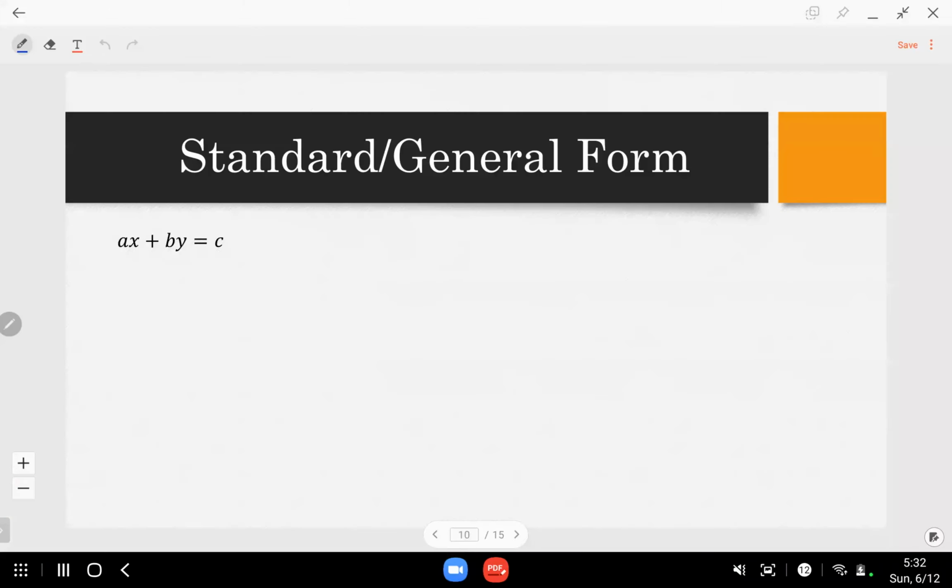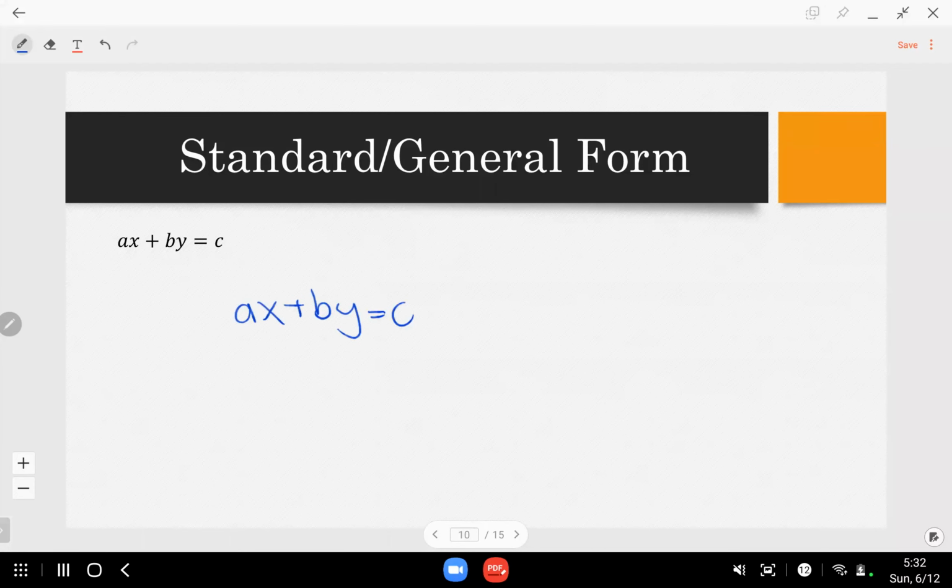Okay, so now let's go on to our final form, the standard, or general form. This is probably one that you're not going to see that often, but it's still there, and it has its benefits. So ax plus by is equal to c. The thing is, it does not give you the slope anymore.